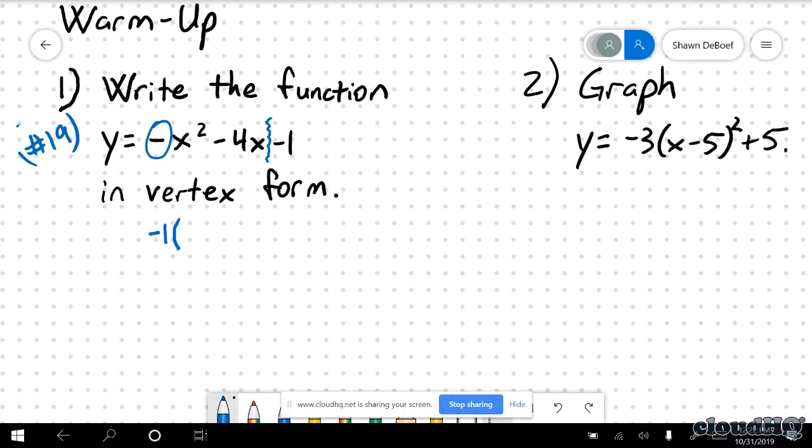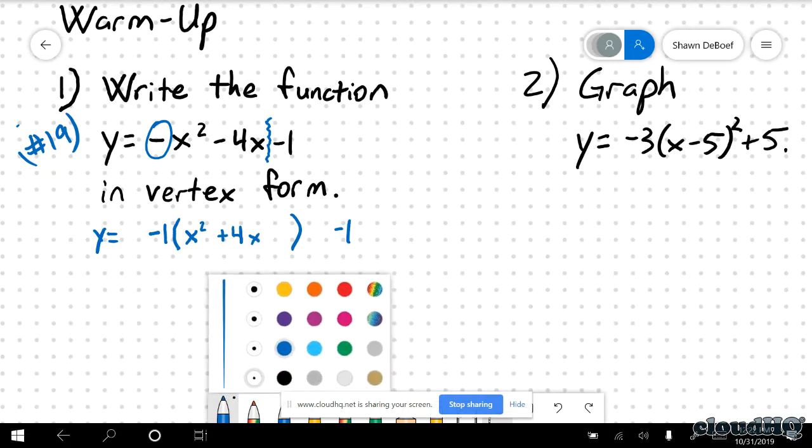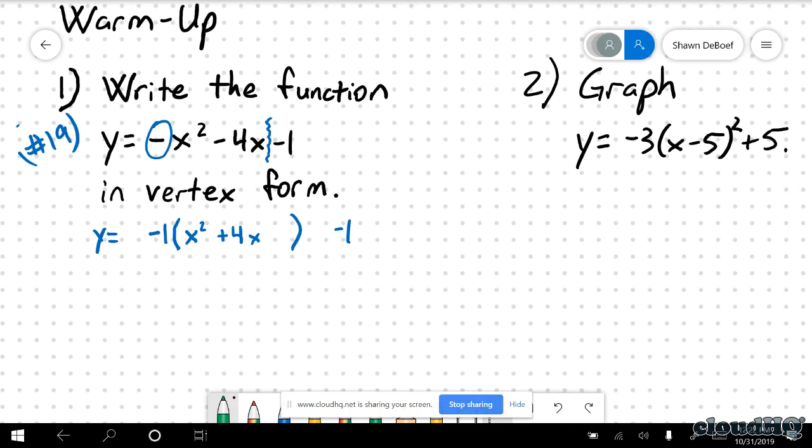When I pull -1 out of negative x squared, I'm left with x squared. I'm really factoring out, like undistributing it. Then I had -4x, but I divide out -1, and that leaves me with positive 4x. Okay, so that's what I get when I factor out of those first two terms. I still have the -1 at the end of the problem. So I've just factored out -1 from the first two terms.